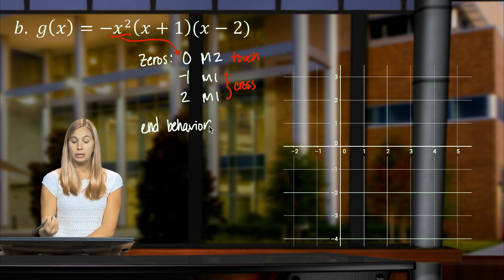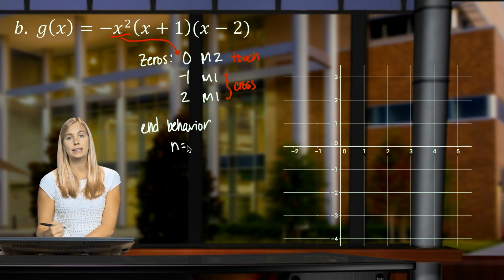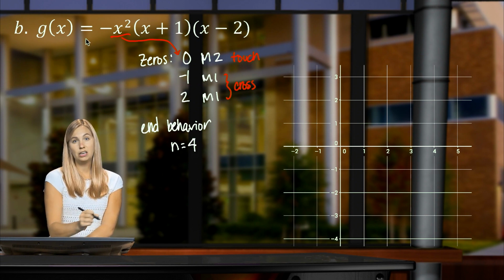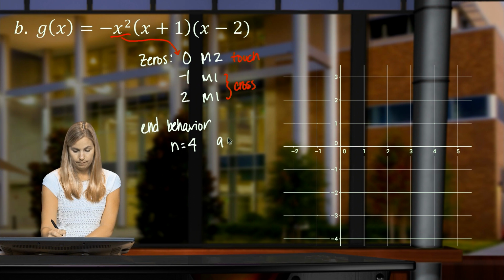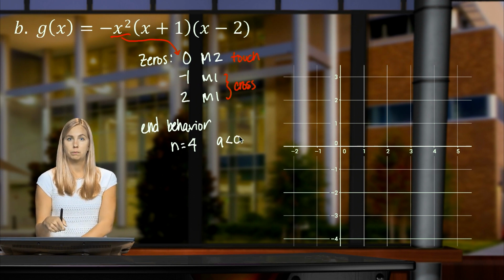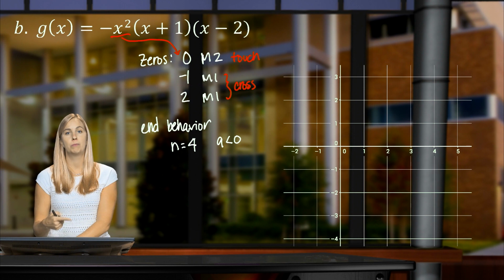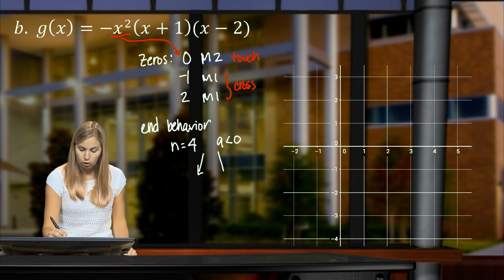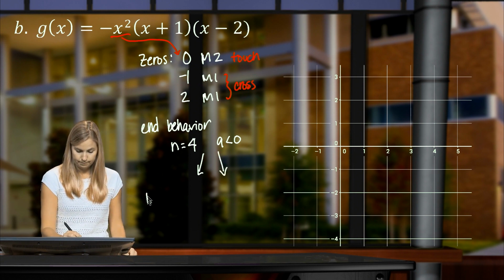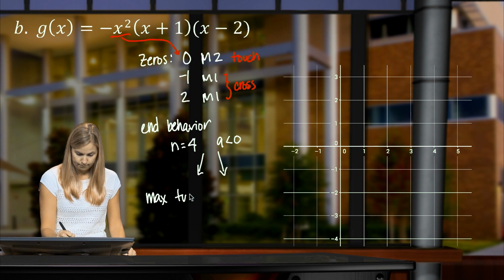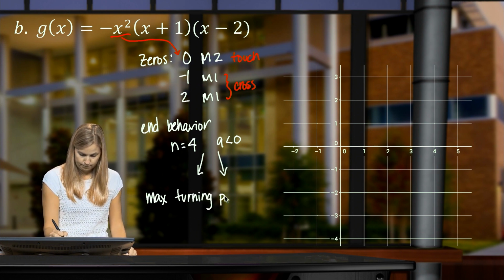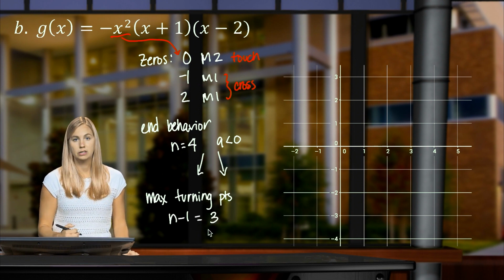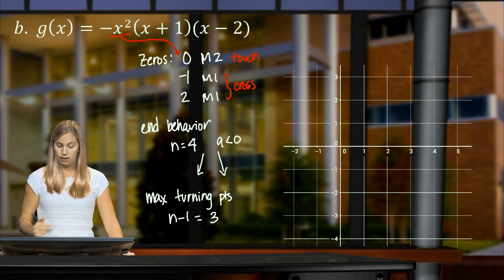To determine the end behavior, we need to find our degree. Our degree is going to be the sum of our multiplicities. 2 plus 1 plus 1 is 4. My lead coefficient is negative. So an even degree means that both my tails go in the same direction. Since my lead coefficient is negative, they're both going to go down. And the maximum number of turning points is n minus 1 or 3. So there's a maximum of 3 turns in this polynomial.